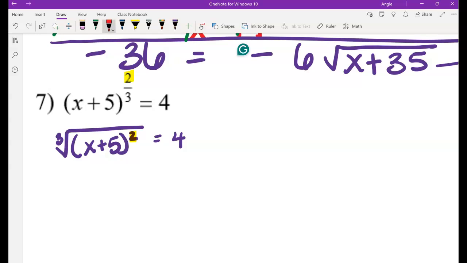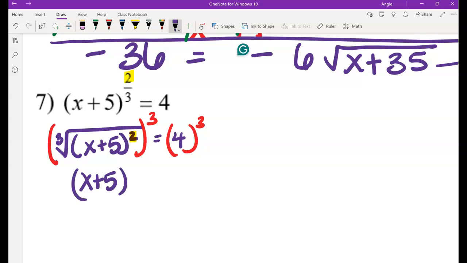So first step is to undo the radical. That means that the index is 3. The inverse of that is the third power. So it's going to say x plus 5 quantity squared equals 4 to the third, which is the same thing as 4 times 4 times 4. Okay, so 4 times 4 is 16, 16 times 4 is 64. Now we have x plus 5 squared equals 64.